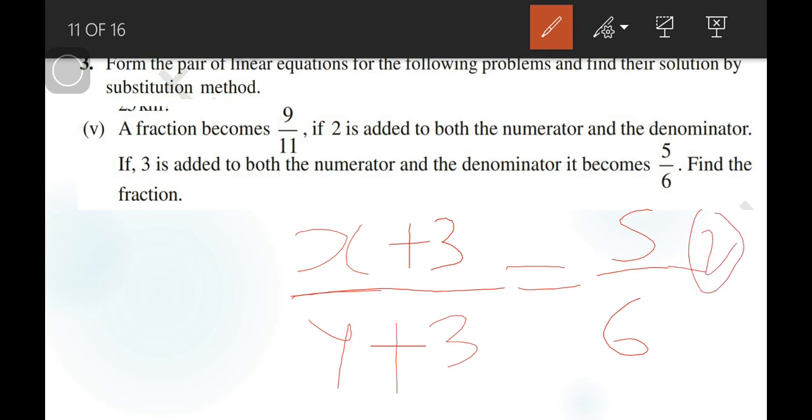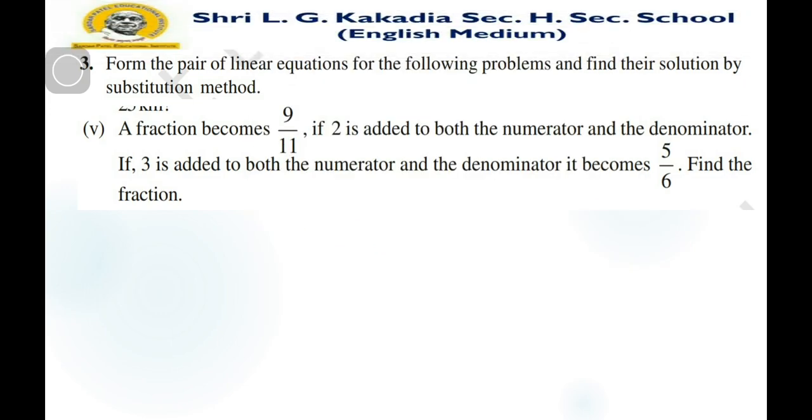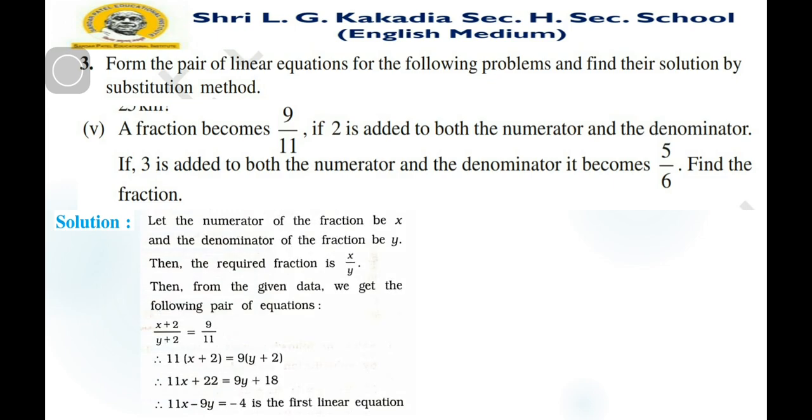So for the given problem we have the algebraic expressions, as you can see here. Solution: let the numerator of the fraction be x and the denominator of the fraction be y. Then the required fraction is x by y. Therefore, from the given data, we get the following pair of equations: x plus 2, as we add 2 to numerator and denominator, is equal to 9 by 11.